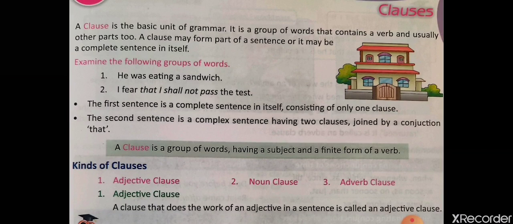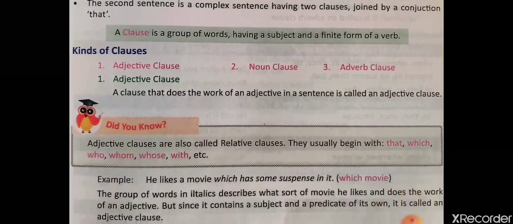For example, he was eating a sandwich. I fear that I shall not pass the test. The first sentence is a complete sentence in itself, consisting of only one clause, and in the second sentence, I shall not pass the test is the clause, and this sentence is also a complex sentence. Now there are 3 kinds of clauses. First is the adjective clause, second is the noun clause, and third is the adverb clause. These 3 clauses act as their respective words. I mean, for example, an adjective clause is the clause which works as an adjective, whereas a noun clause acts as a noun in the sentence, and an adverb clause acts as an adverb only.